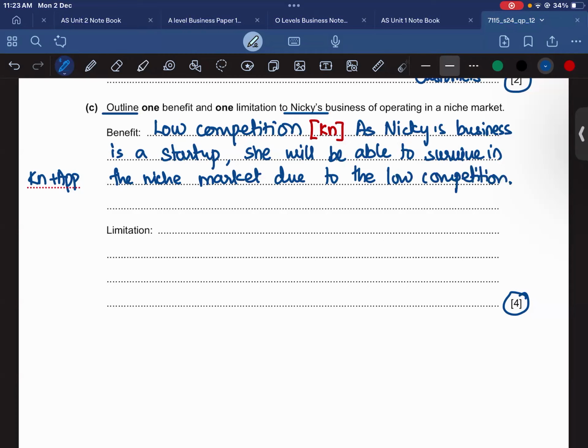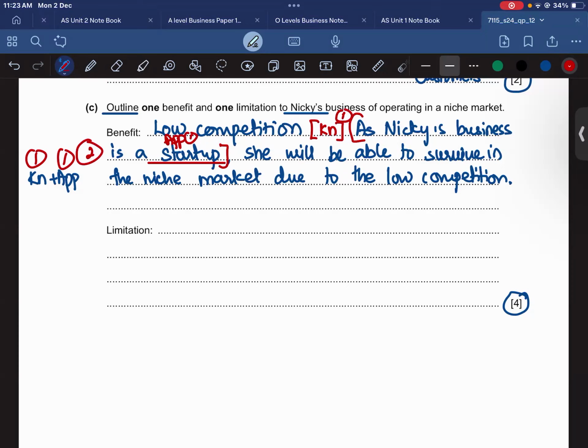So basically, this part of the answer is getting you the startup. As Nikki's business is the startup, she will be able to survive in the niche market. This is basically your application that you have used from the information, and the further part that I have written is the explanation to make my point clear and concise and valid for the full mark. So over here, knowledge mark, application mark, I'll secure 1 mark here, 1 mark here. So I will get 2 marks for this particular point.